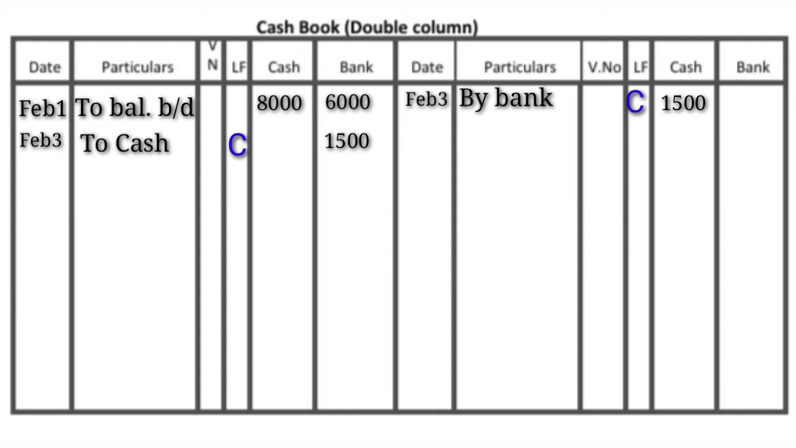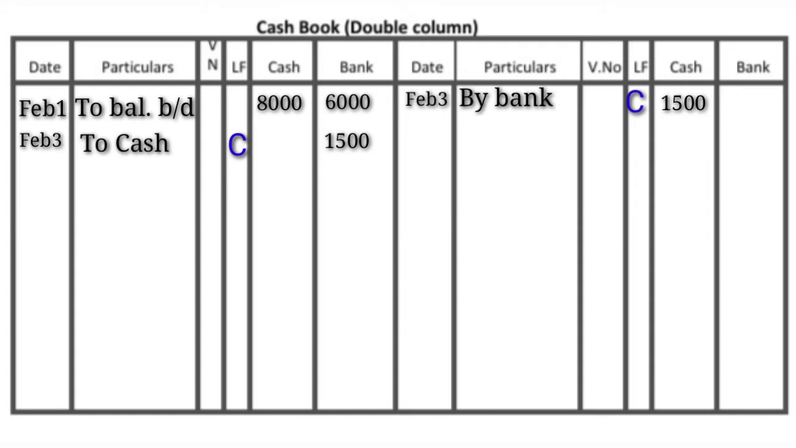A contra entry comes in two cases: when cash is deposited into the bank, and second, when cash is withdrawn from the bank. In these two cases contra entry arises. At that time we need to record C in the LF column on both sides of the cash book. In that case, when the amount is entered in the bank column, we will write cash in the particulars column, and when the amount is written in the cash column, we will write bank in the particulars column.